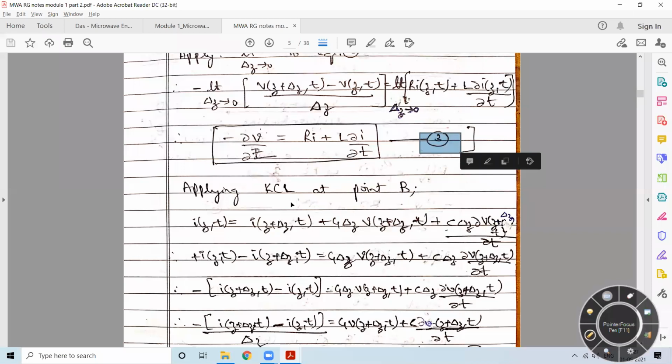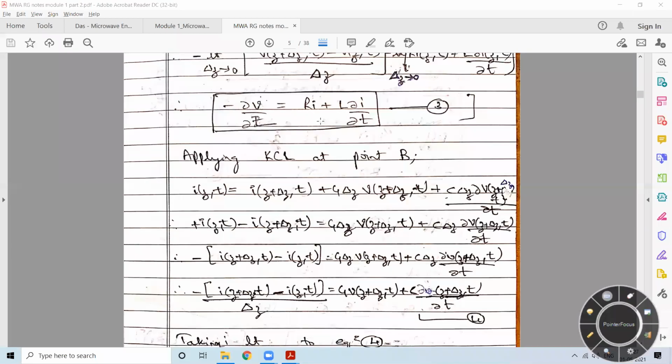In order to do that, we know what ∂I/∂z is. It is given by this equation. So I make use of this one so that I'll be able to replace I over here. I differentiate this equation with respect to z. When I differentiate, I'll have ∂²V/∂z² is equal to R into ∂I/∂z plus L into ∂²I/∂z∂t. So that is what I'll be having.